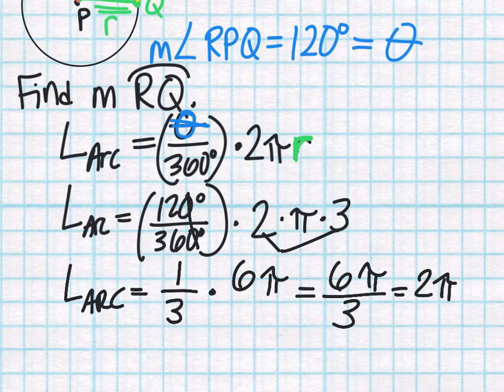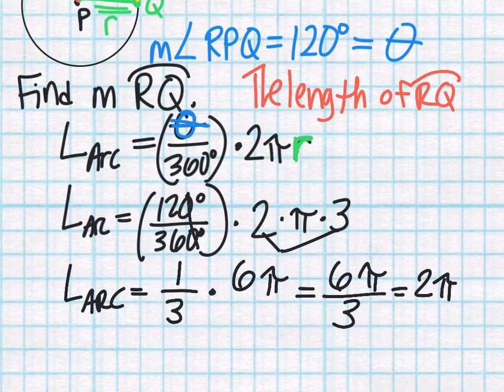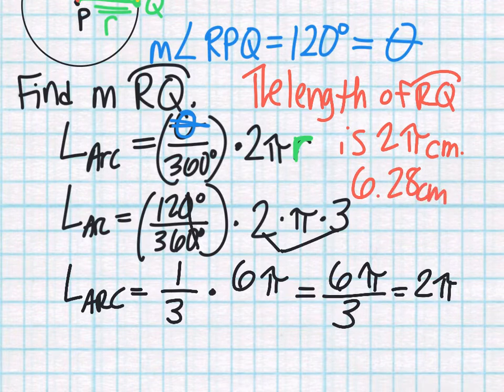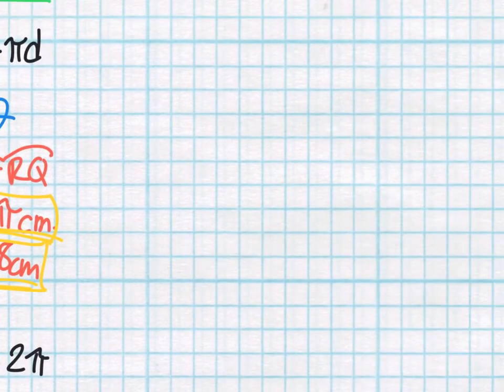So the length of RQ is 2 pi centimeters. I can multiply that out and it will give me 6.28 centimeters. I will accept either of these answers, whatever you need. So let's look at one more example and get a little bit of space over here.